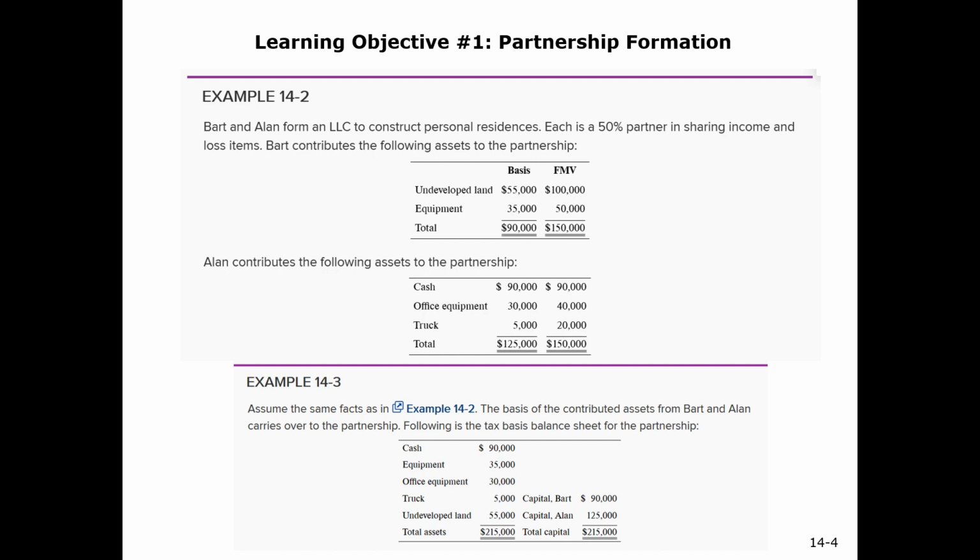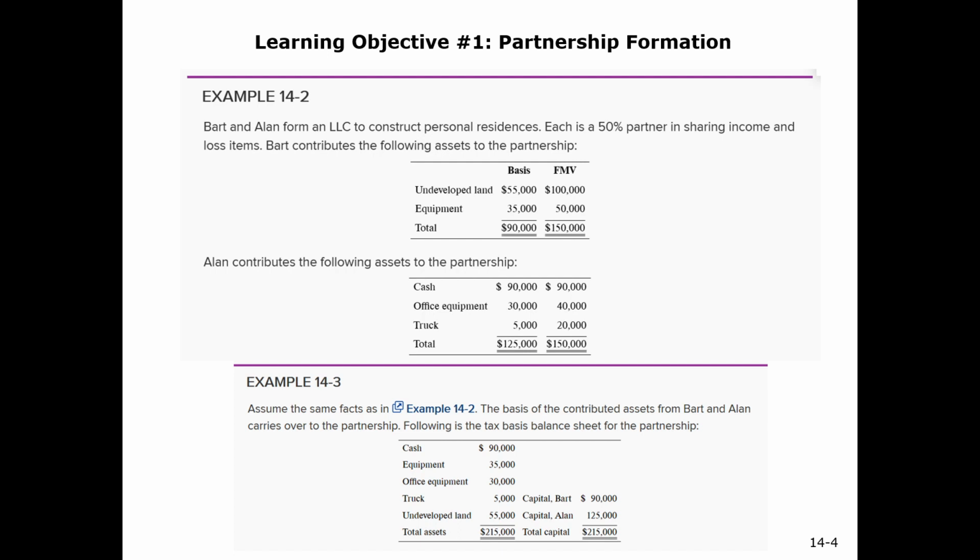So we have an example here, actually a couple of examples. We have Bart and Alan. They are 50-50 partners in this LLC. And we have Bart's basis of the assets that he contributed and the fair market value, and Alan's basis and fair market value. Now, when we said basis, what we mean is the adjusted basis, right? So if this is a depreciable asset, then it will be the cost less any accumulated depreciation. So that's what we mean by basis.